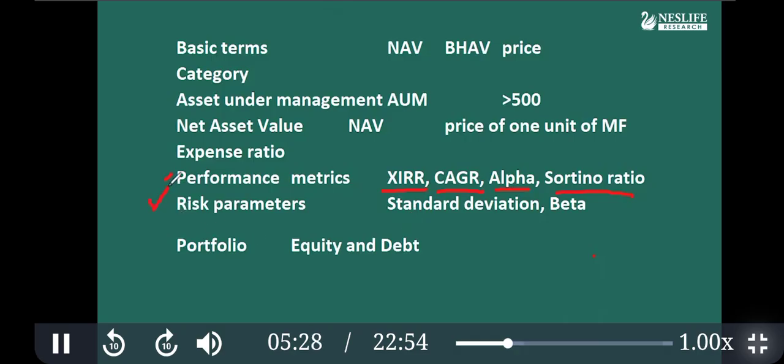Then risk parameters. When we are investing in any financial instrument, we must know what the risks are and how to measure them. There is a concept called standard deviation of return, and beta. We'll discuss this again in a separate video. And the portfolio of a mutual fund will have components of equity and debt. So these are the basic terms.